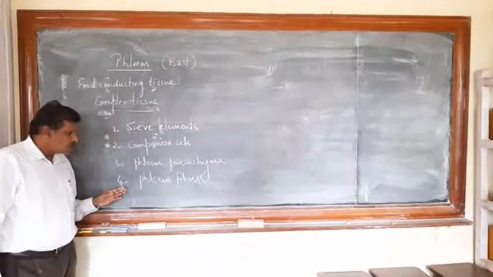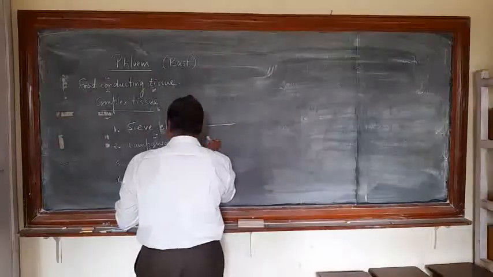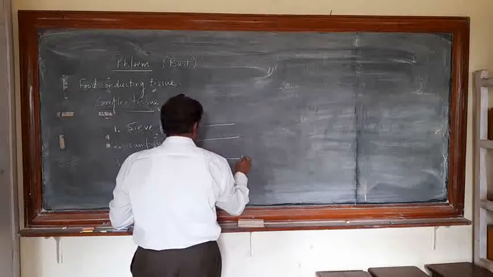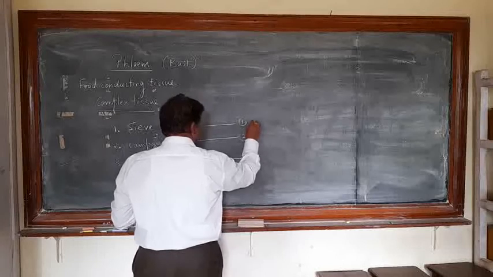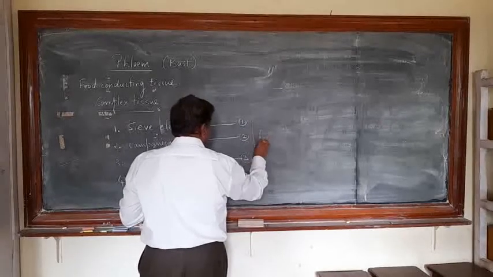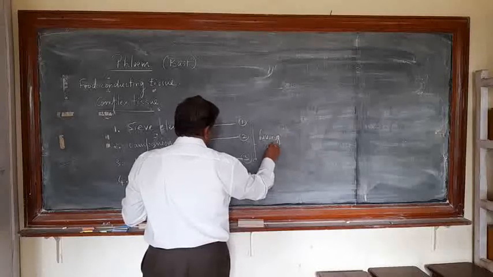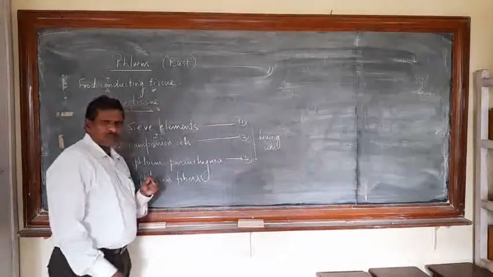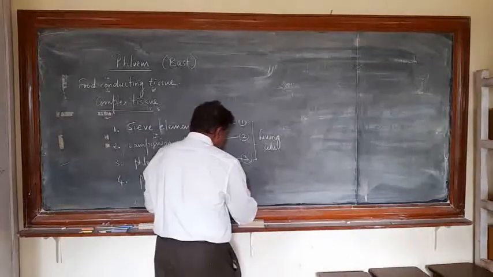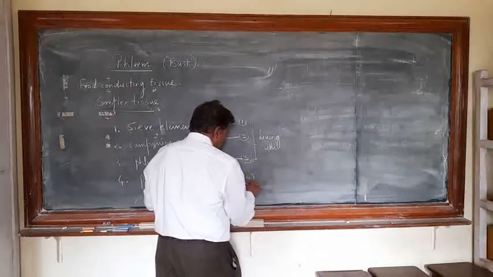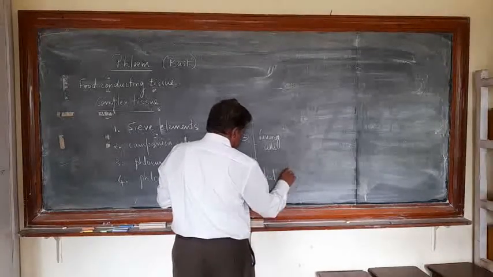Of these four types of phloem cells, the first three types are usually living in nature. These are the living cells. Whereas phloem fibers are concerned, phloem fibers are the only dead cells which are present in the phloem.